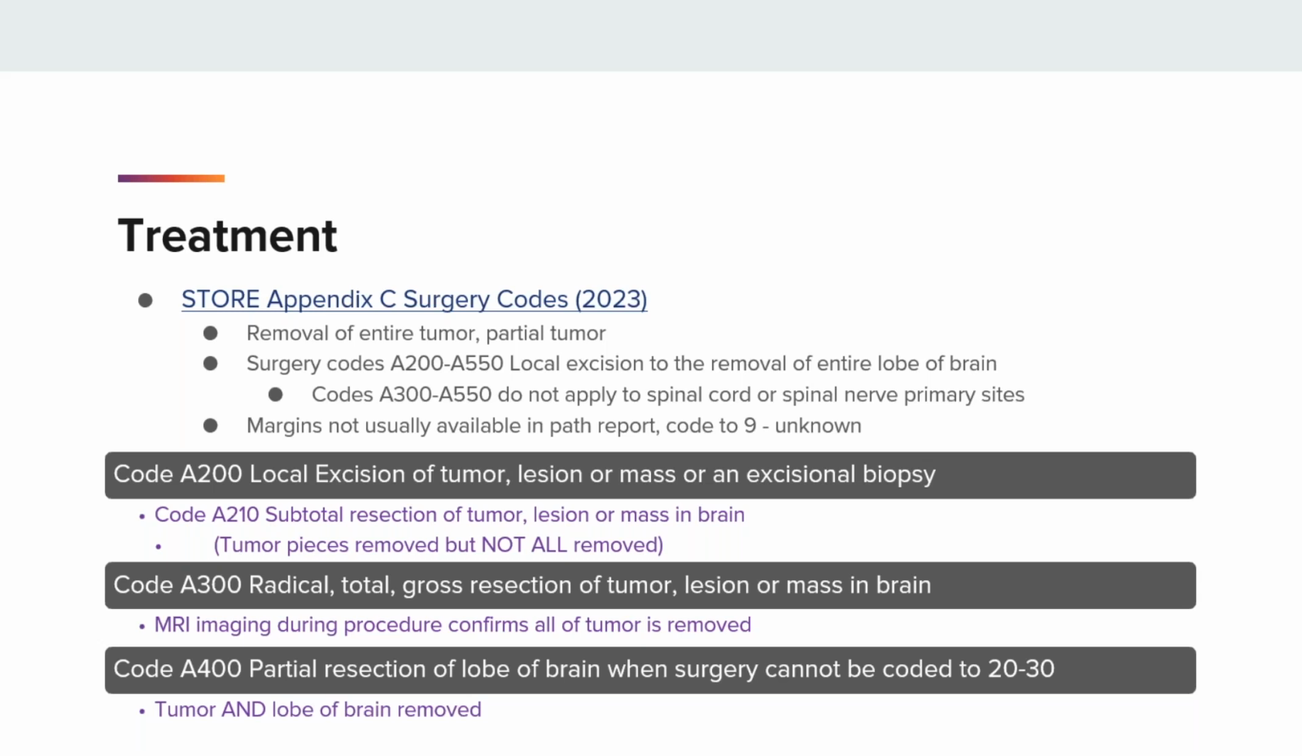Those incorporate local excision of the tumor, complete removal of the tumor, and removal of a partial or entire lobe of the brain that contained the tumor. Codes A300 through A550 specifically do not apply to spinal cord or spinal nerve primary sites, only brain. Margins are not usually available in the pathology report unless stated by the pathologist, and that would be coded to 9, unknown.